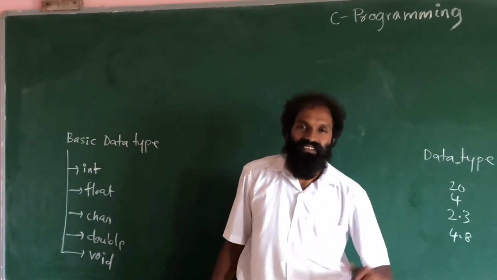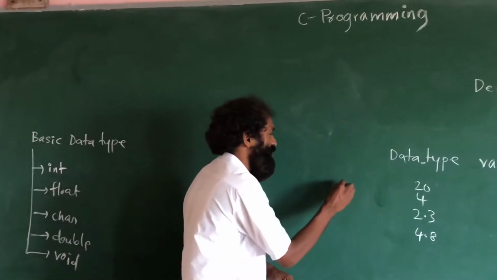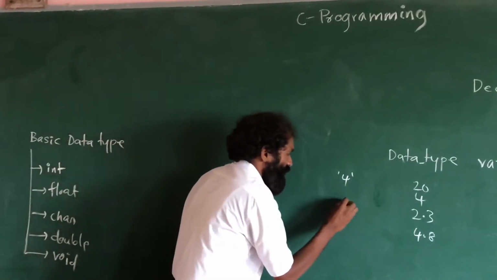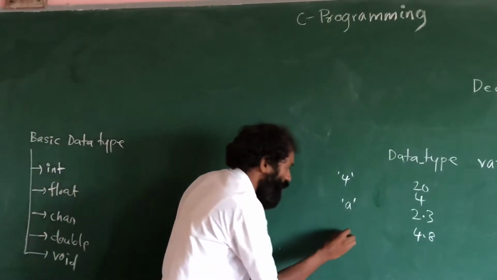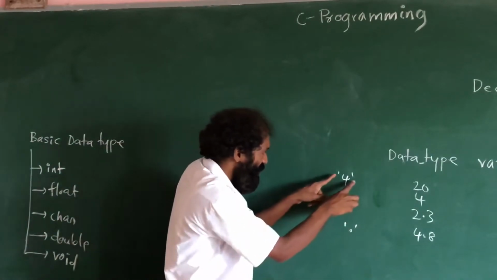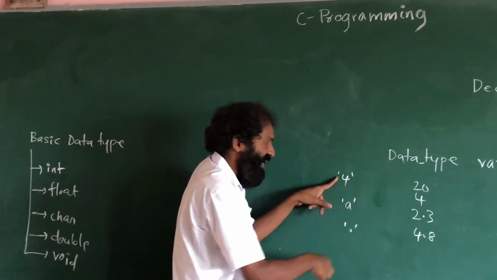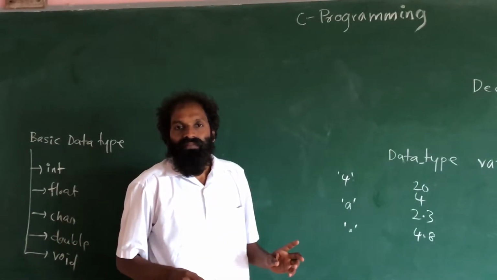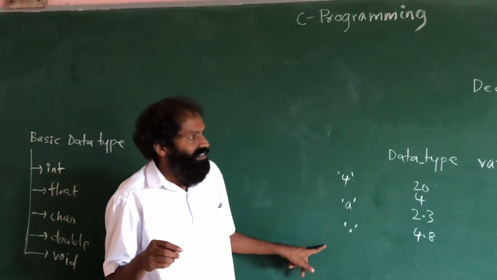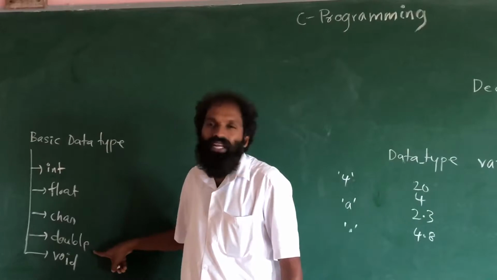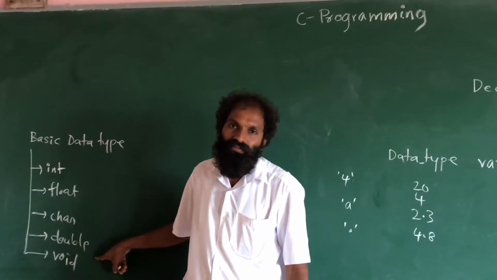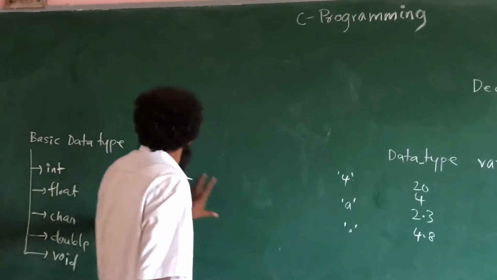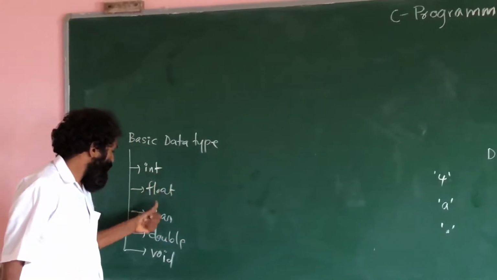If it is a simple character, like 4 is a character, we write it in single quotes. Then A is a character, dot is a character, we write it under single quotes. These are called characters, a single thing. It may be a dot or semicolon, it may be anything. If you want to store a single character, we have to use char. If it is a very big number, use double. Void means nothing. You will understand later, slowly. Okay. See, these are basic data types.